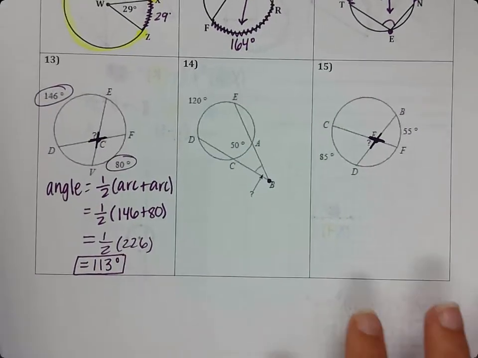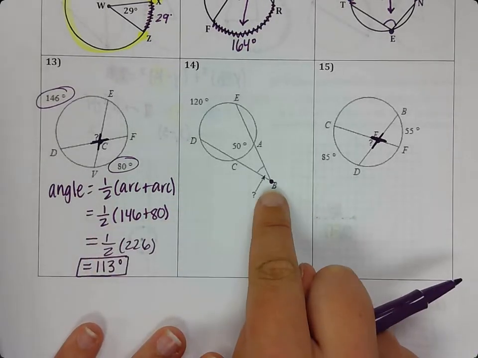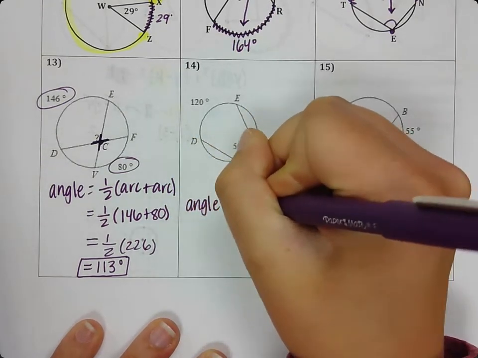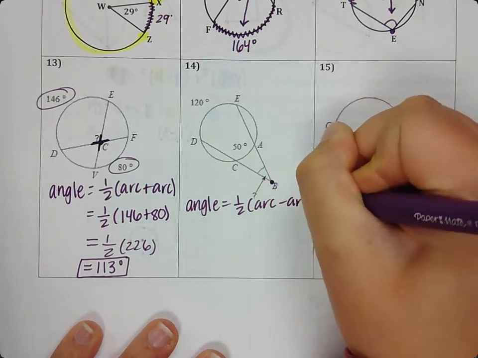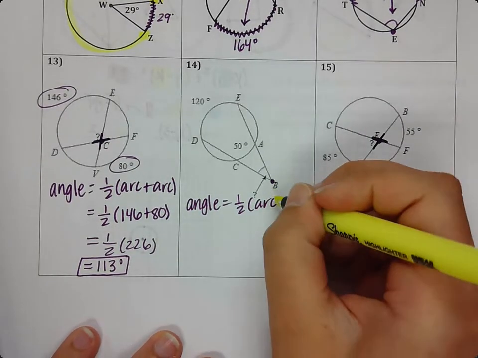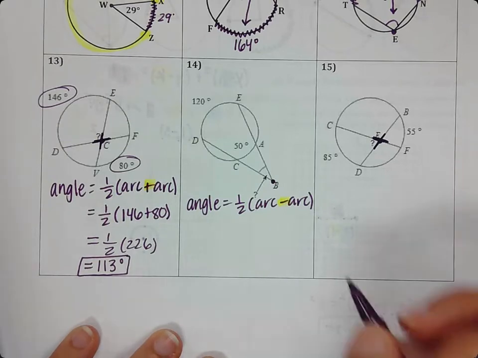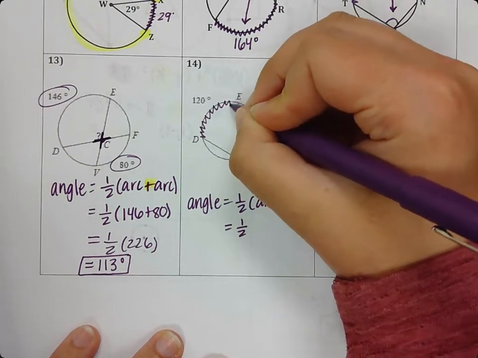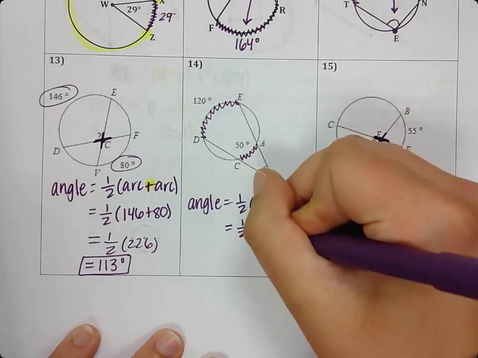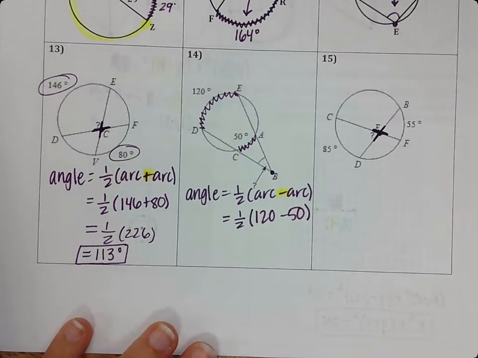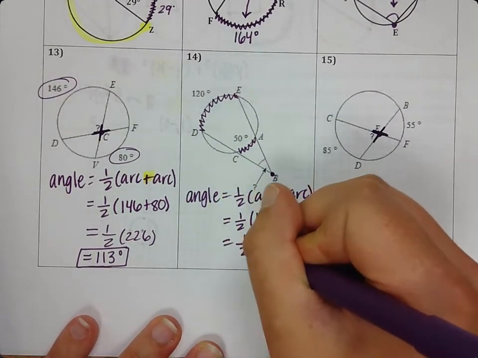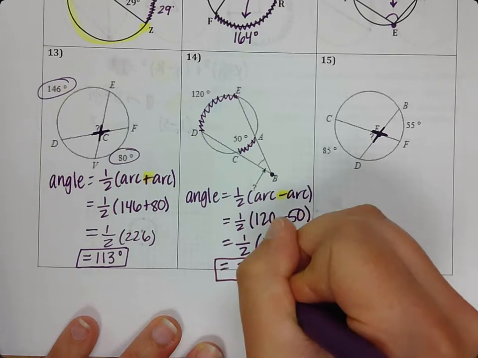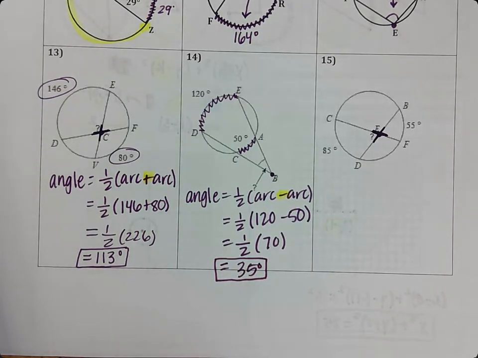Now, our middle problem, if we notice, looks a little bit different than the two end ones because the angle here is on the outside. So if the angle's on the outside, we have the same formula, except we subtract them. So it's going to be a minus sign this time instead of a plus sign. So I get to fill in my values. And then we also have to be careful. We always have to do the big arc minus the small arc. So I'm going to do 120 minus 50. And that's going to give me 1/2 of 70. And half of 70 is 35. So my angle measure there is 35.